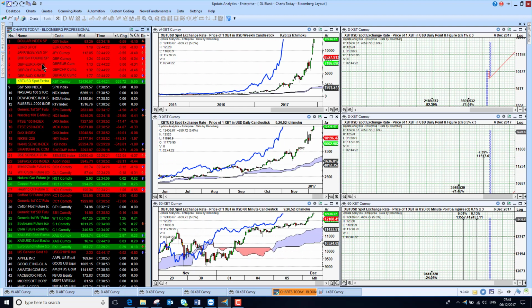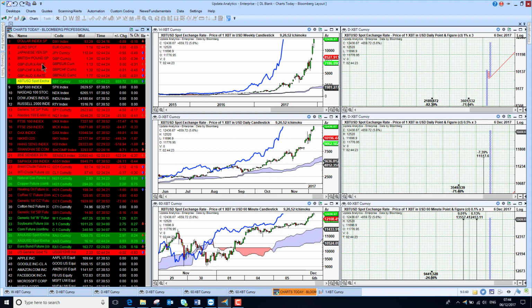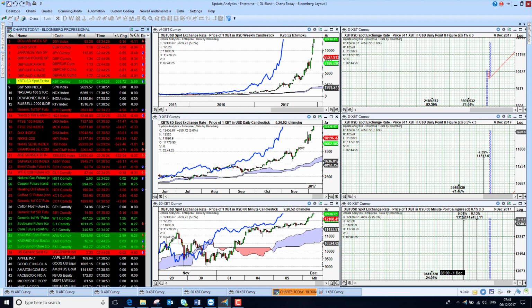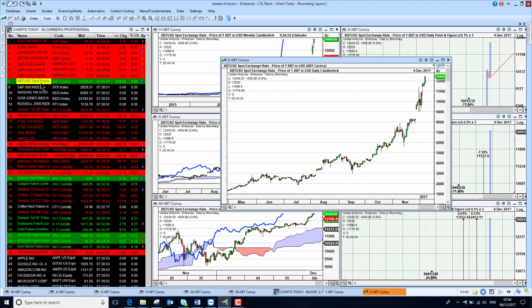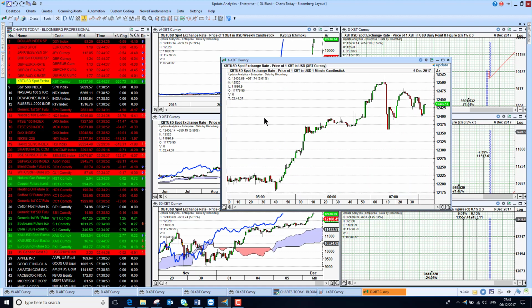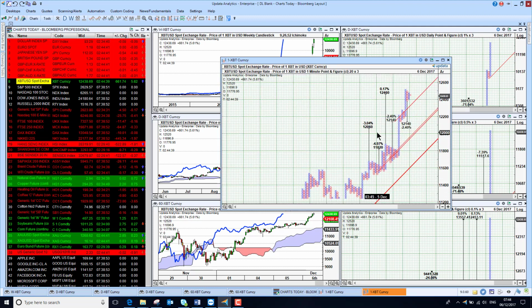Taking a look at Bitcoin, we tweeted yesterday the new upside target for Bitcoin. We're seeing here 13,500. That's another 9% upside. But if you really want to watch Bitcoin because it's moving so quickly, you need to go to the 1 minute chart and just hit the T key on your Updata system and start playing with the box sizes.